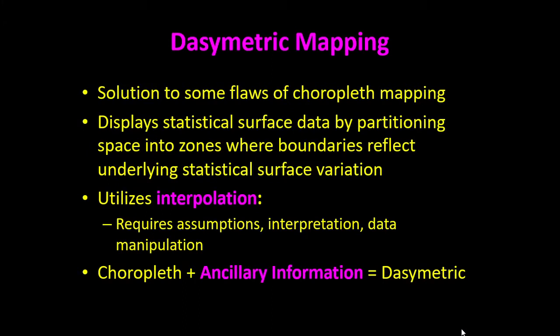And so essentially we're going to have to use computers to help us create our outcomes, our outputs, our particular maps. Key to a dasymetric map is that it takes a choropleth map and adds ancillary information to it, and I'll explain that in a minute. The outcome then is a dasymetric map.